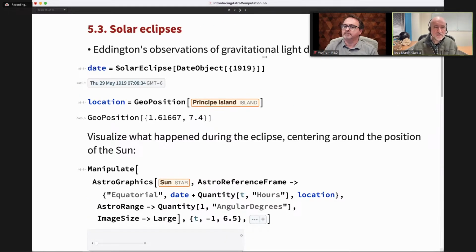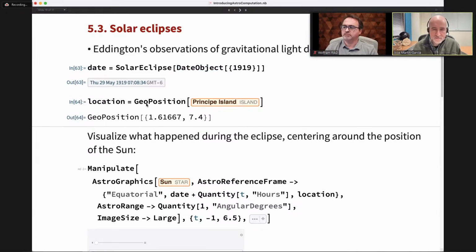Okay, let's look at another fun thing, which are solar eclipses. And let's choose the famous solar eclipse used by Eddington to demonstrate general relativity. So we can consult SolarEclipse. We just say, okay, I want the first eclipse that happened in 1919, and it's this one, May 29th. We know Eddington was on this island, Principe Island.